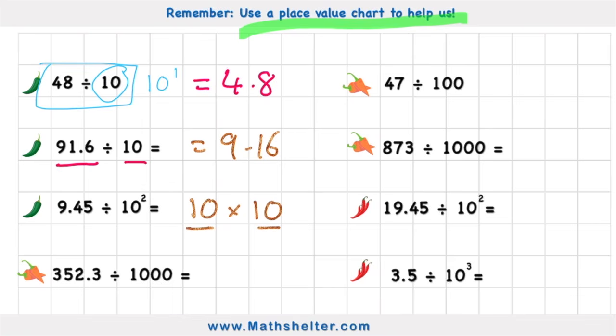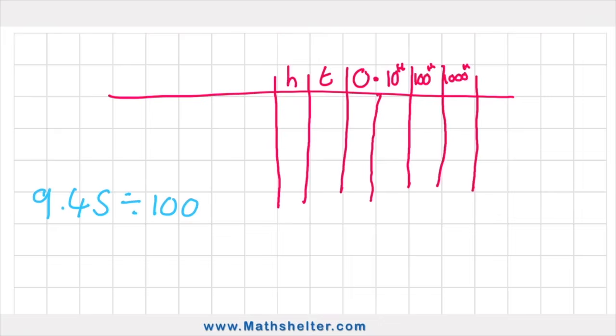So if we think about it, if it was 10 to the power of 3, I would have 3 tens multiplied together, and 10 to the power of 4, 4 tens, etc. So 10 to the power of 2 is 10 times 10, which equals 100. So my question is actually 9.45 divided by 100. So first job again, let's just put our numbers in place. 9.45 is 9 ones, decimal, 4 tenths, 5 hundredths.